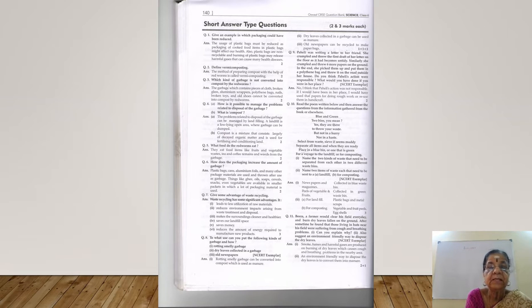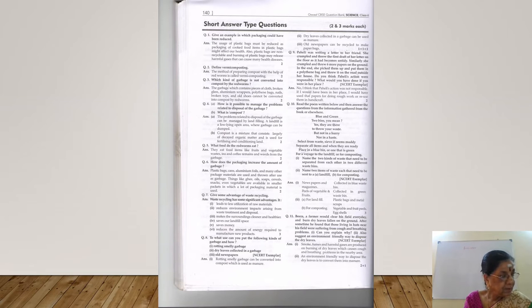Question number 7. Give the advantage of waste recycling. என்னெல்லாம்? It leads to less utilization of raw materials. It reduces environmental impacts arising from waste treatment and disposal. Right? Makes the surrounding cleaner and healthier. Saves our landfill space. It saves money and it reduces the amount of energy required to manufacture new products. I hope you understand this.